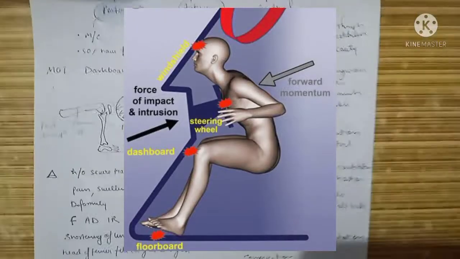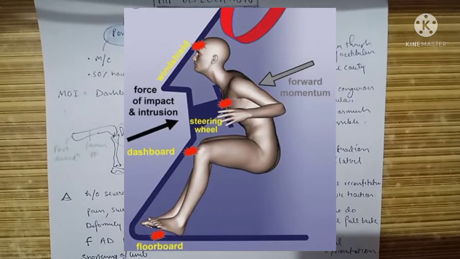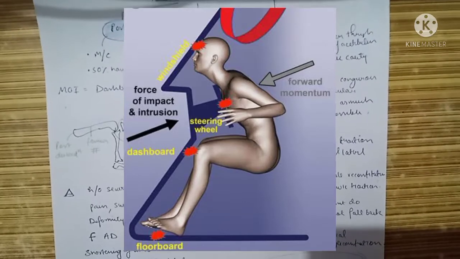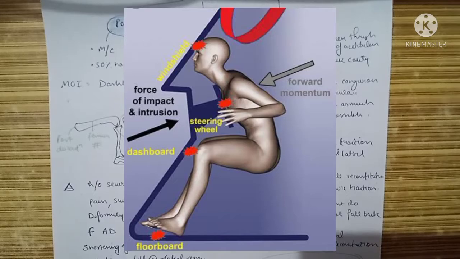Not only this, you should also remember a car accident or RTA not only leads to dashboard injury, there can be footboard injury, a steering wheel injury to the chest, and a head injury due to windshield, as you are able to visualize in this image.